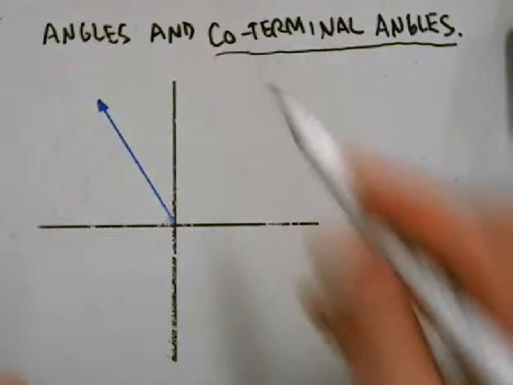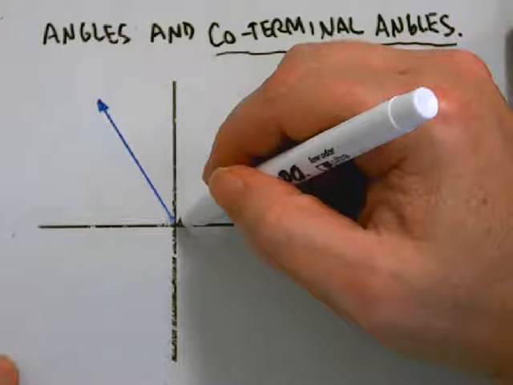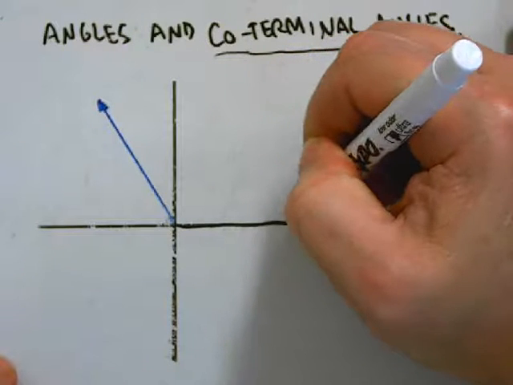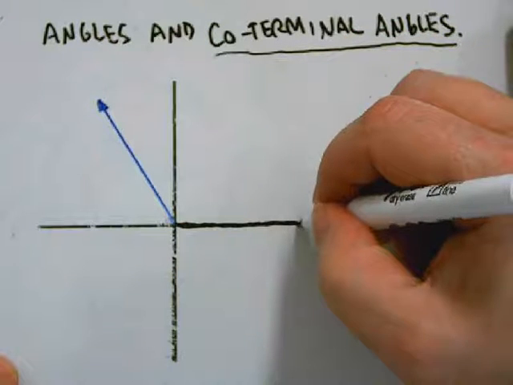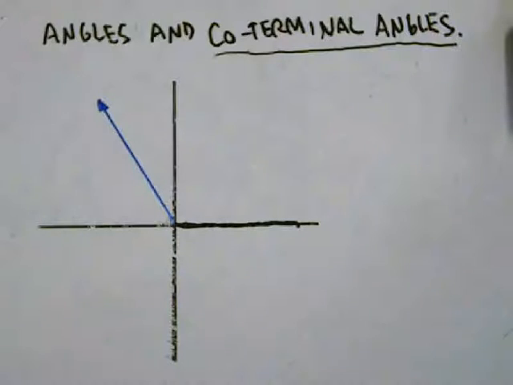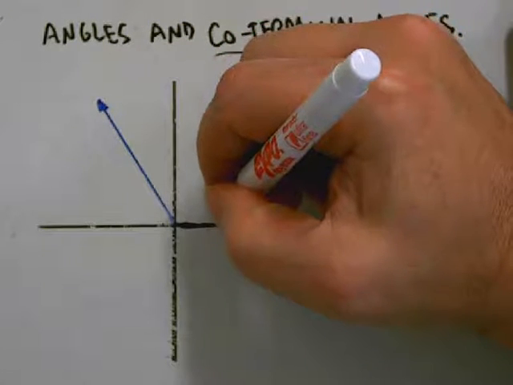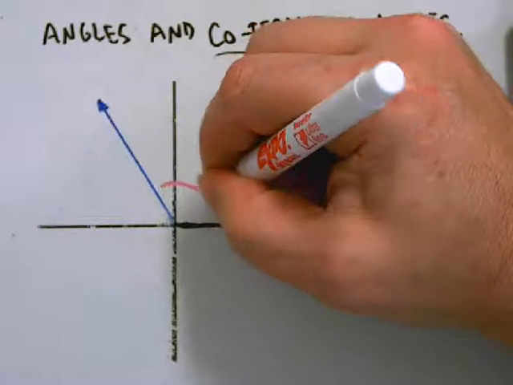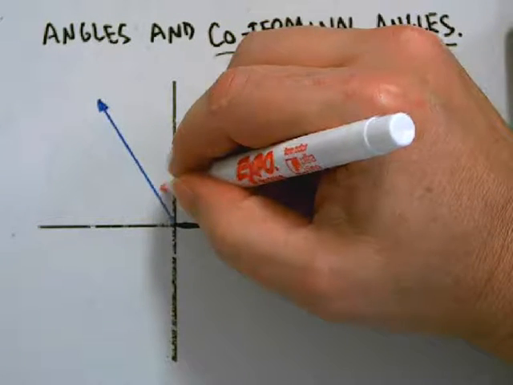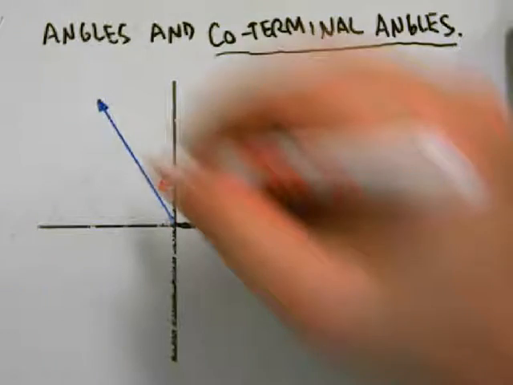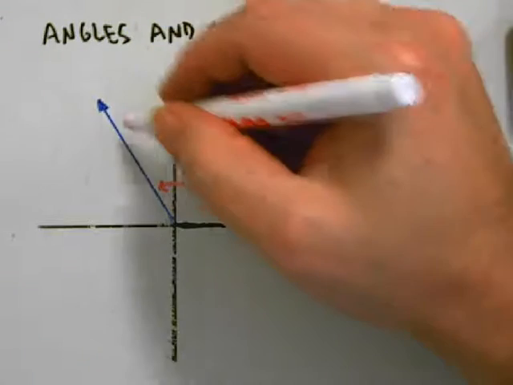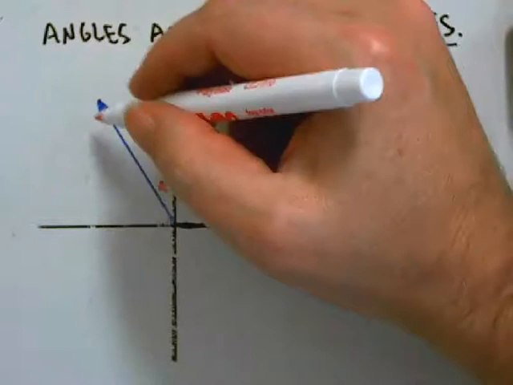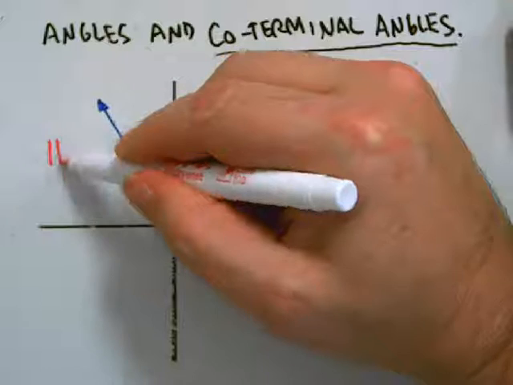So first things first, all angles start out with the initial side on the positive x-axis. And what they will do is they open. A positive angle is counterclockwise from that initial side, and where it lands is the terminal side. The terminal side happens to be in quadrant 2.